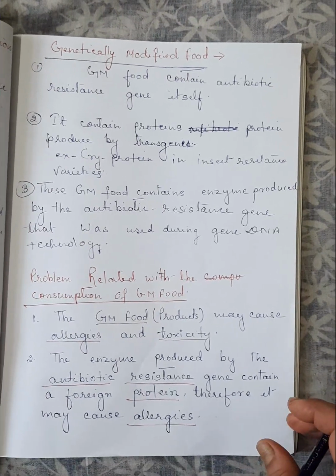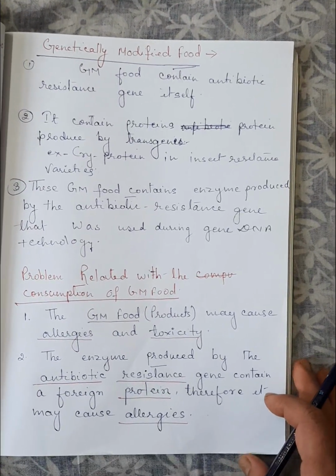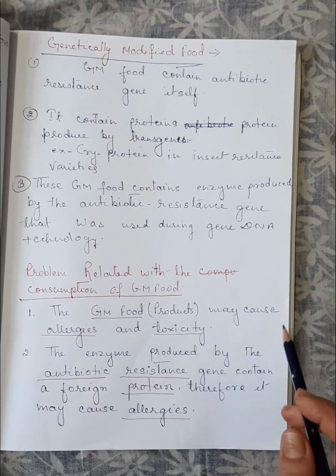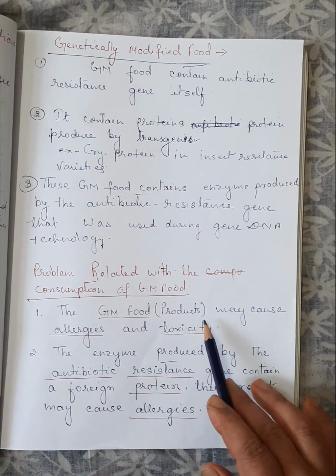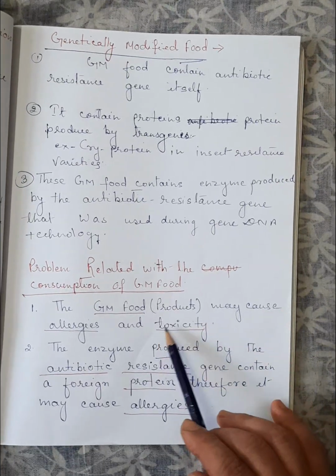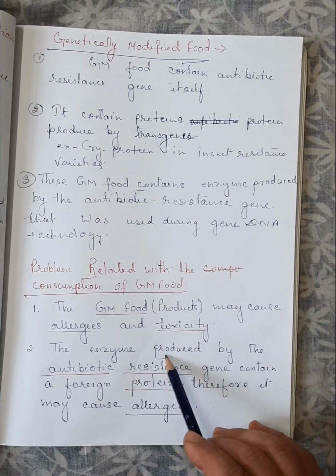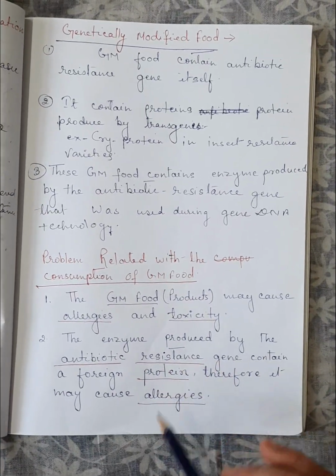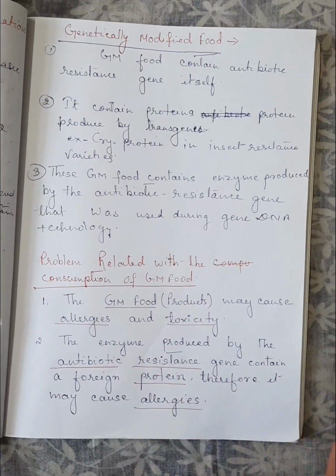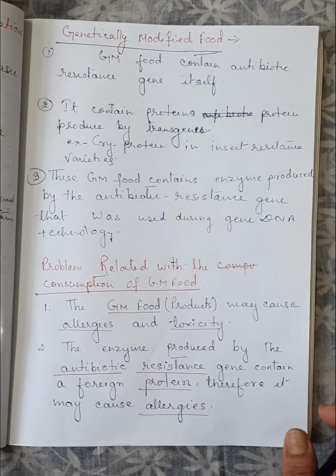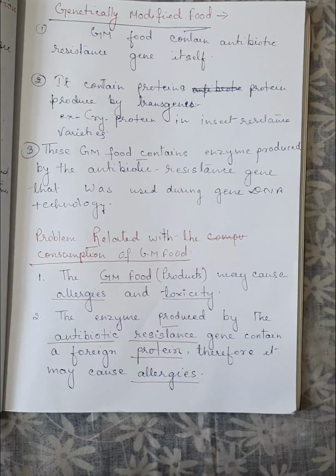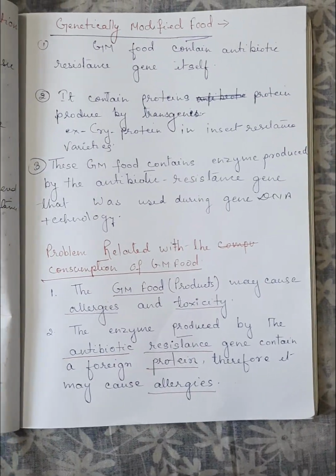Now, what are the problems related to the consumption of genetically modified food? For example, genetically modified food products may cause allergy and toxicity. The enzyme produced by the antibiotic resistance gene contains a foreign protein, therefore it may cause allergy, etc. There are so many problems related to the consumption of genetically modified food.